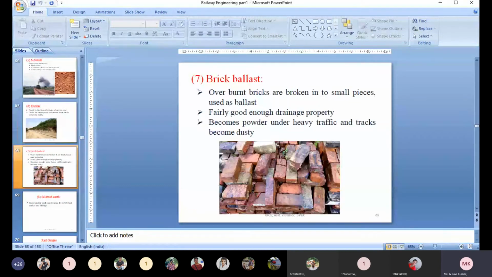Next one is the brick ballast. The bricks are also used as a ballast in some places. It means the overburnt bricks are broken into small pieces and used as ballast, and they have fairly good drainage property. But under heavy traffic and heavy loads, it becomes powder. Understand? And also they can become in the form of dust. So that is the disadvantage of brick ballast, and nowhere is brick ballast used. In the entire world, only one or two places use brick ballast.